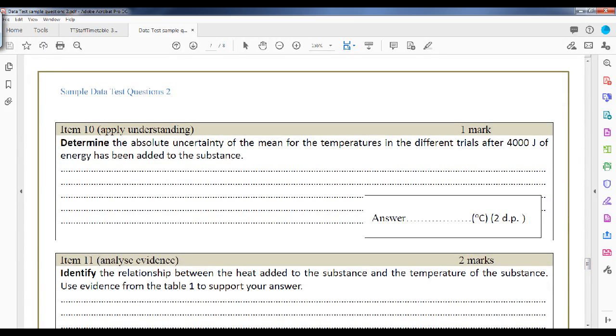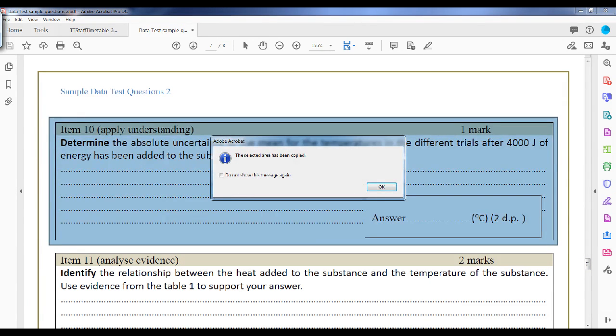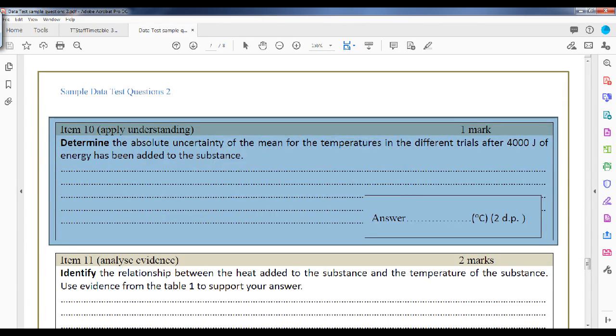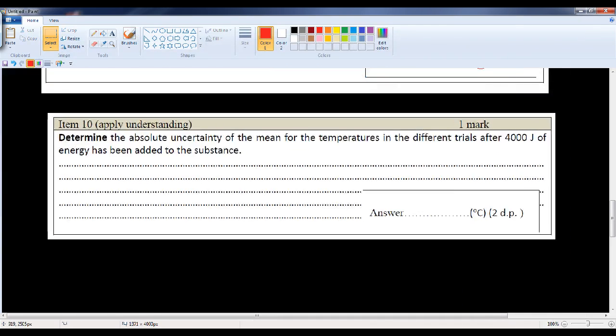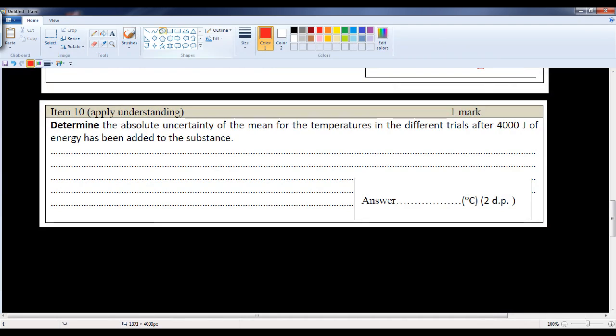The other one is also applied understanding. That means it won't be too difficult. So let's see. This one is again applied understanding, right? So what's the major command word? It's determine. So determine what? The absolute uncertainty. What's the absolute uncertainty of the mean? We're not quite sure about this.